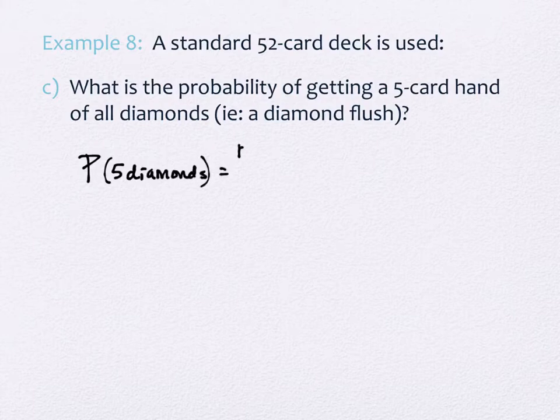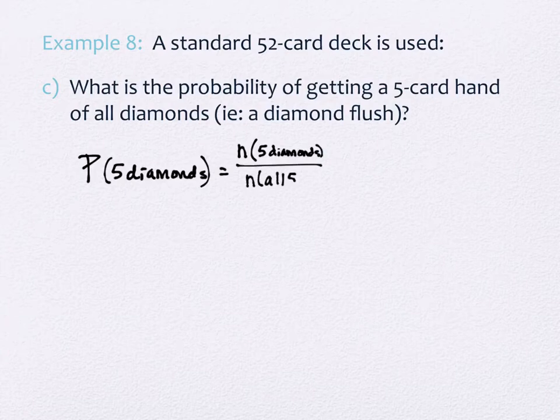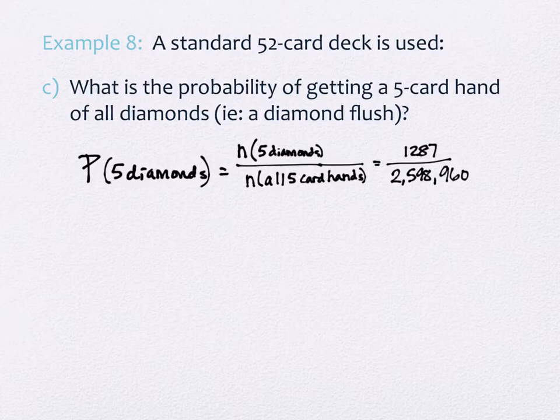So this would be the number of hands that have 5 diamonds, divided by the number of all 5-card hands. And that's the previous problem, two parts of our problem that we just did. So our 1287 goes on top, and our 2,598,960 on bottom.